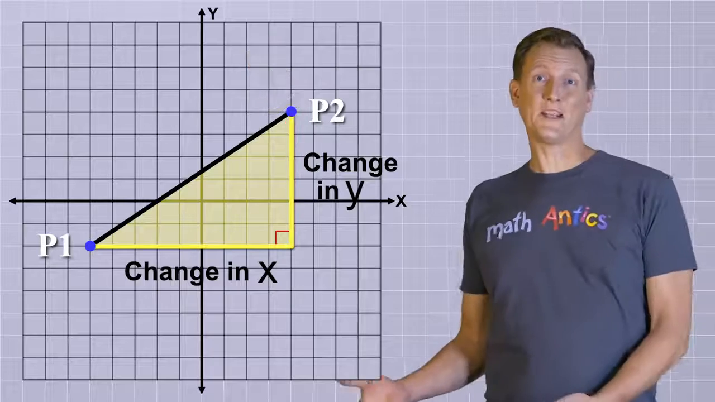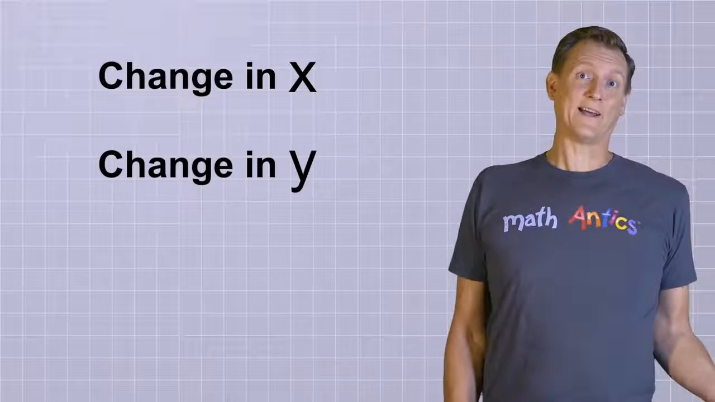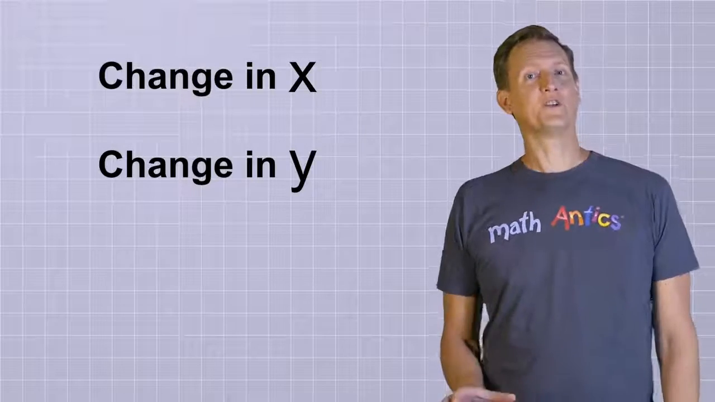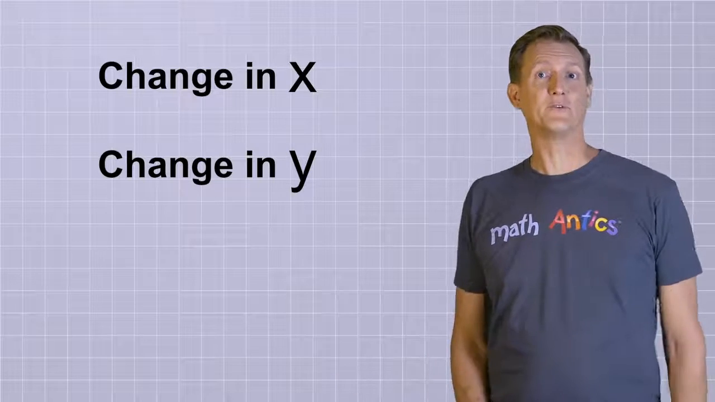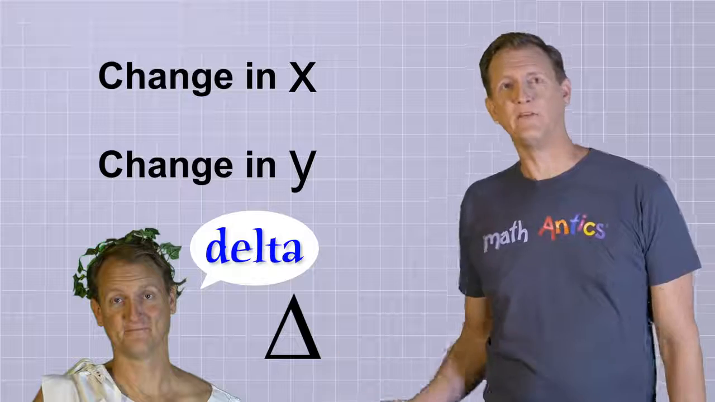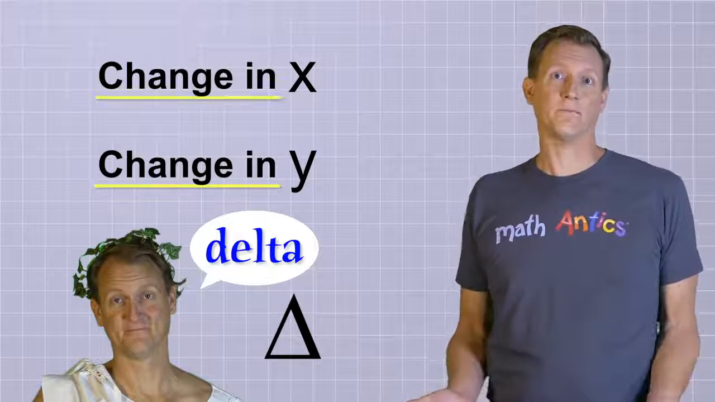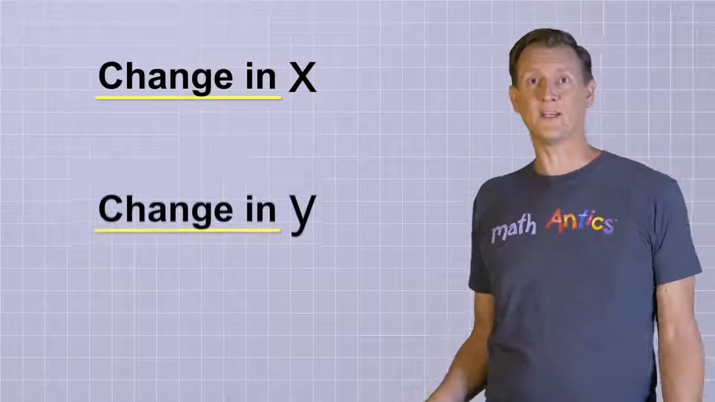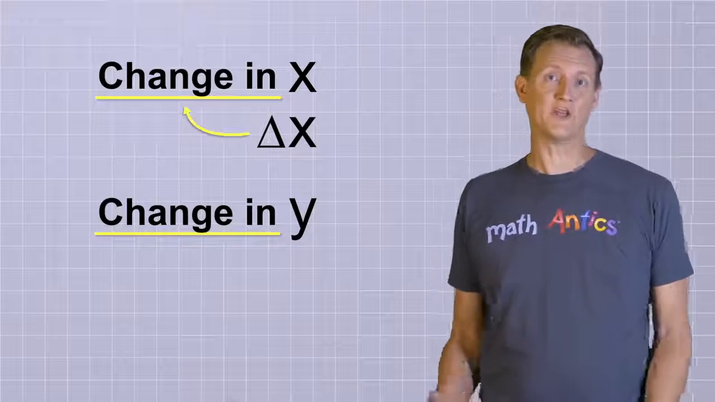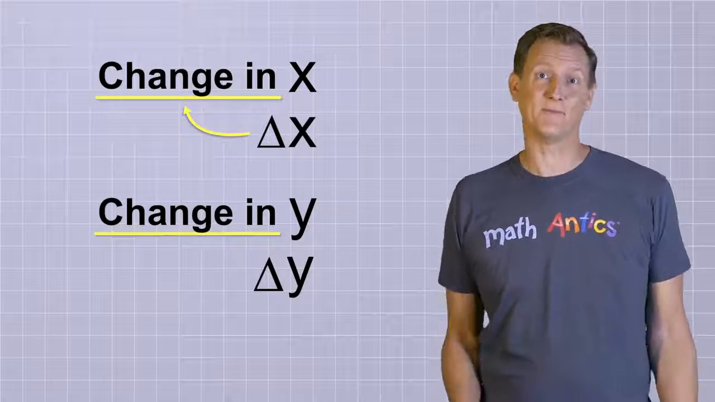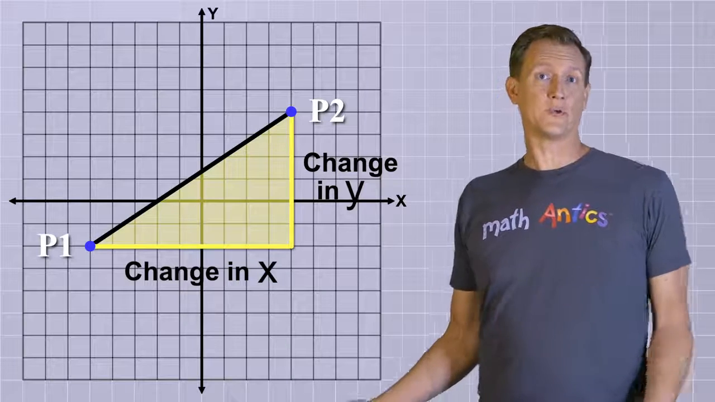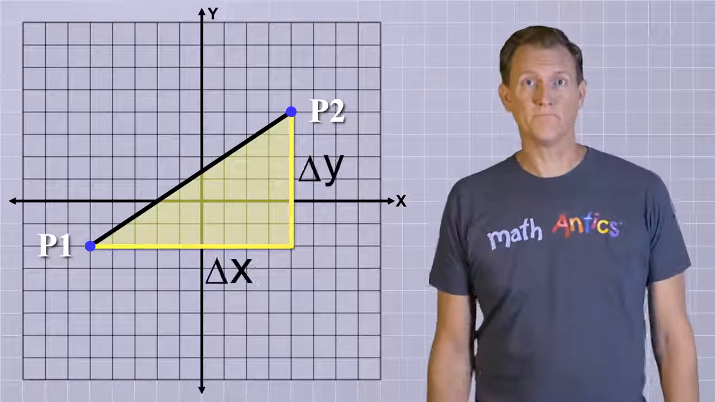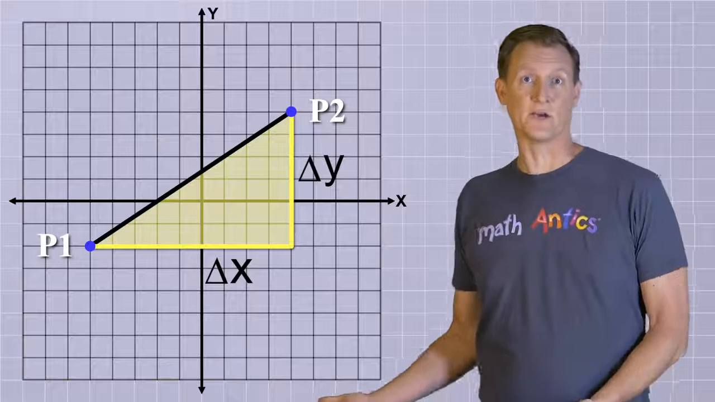That's cool, but the names change in x and change in y are kinda long. Fortunately, mathematicians have a shorter way of saying the same thing. They use the Greek letter delta as an abbreviation for the words change in. That means you can just write or say delta x to mean the change in x, and delta y to mean the change in y. Okay, now that we know what those sides represent and we've got nice names for them, how do we actually calculate the lengths of those sides?